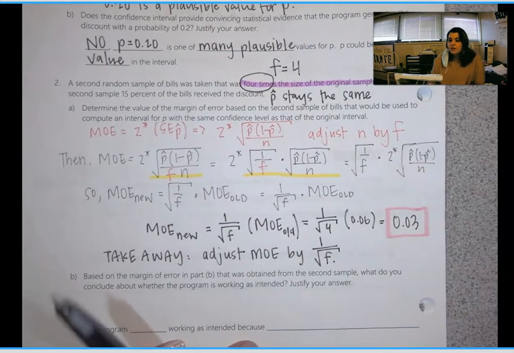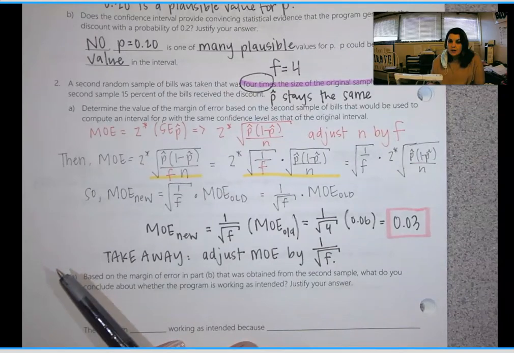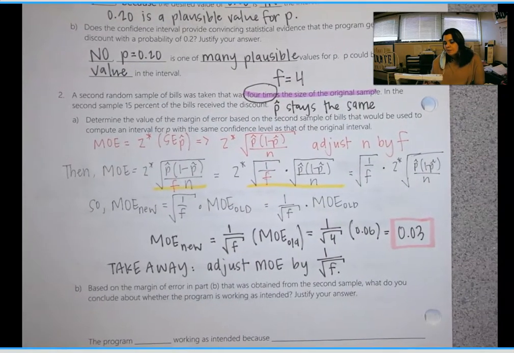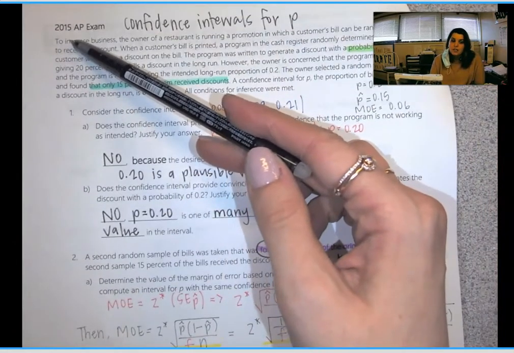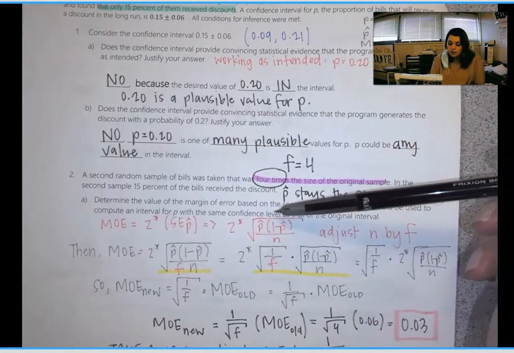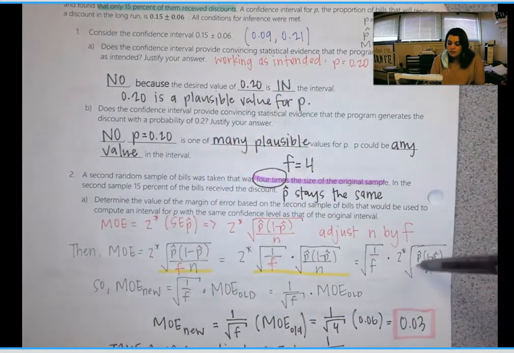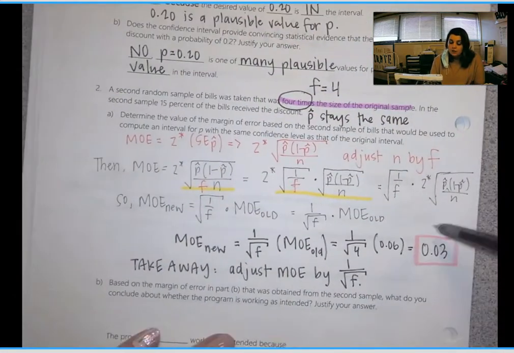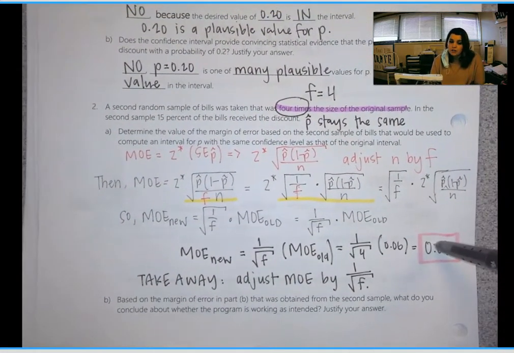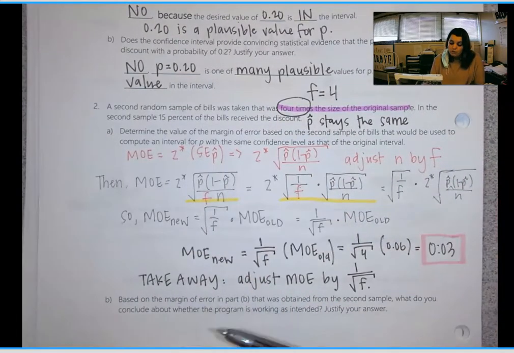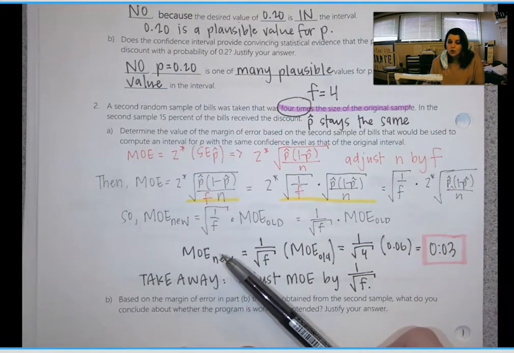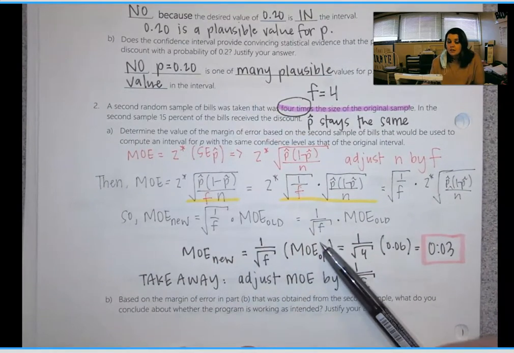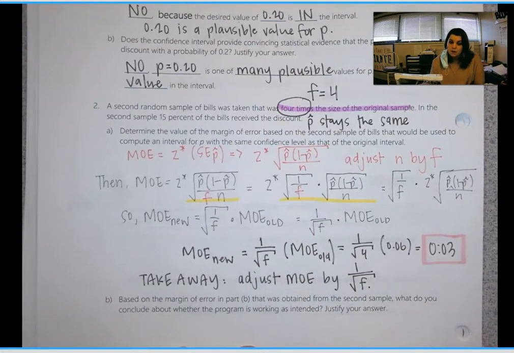I don't think that they'll ever ask you to figure this out on your own. Well, actually, this is a free response from 2015. I'm not sure if in order to get full credit, you needed to be able to show this math. I know for sure this would at least give you partial credit. You probably would get full credit if you clearly stated that you know that the new margin of error is the old margin of error adjusted by a factor of 1 over root f.